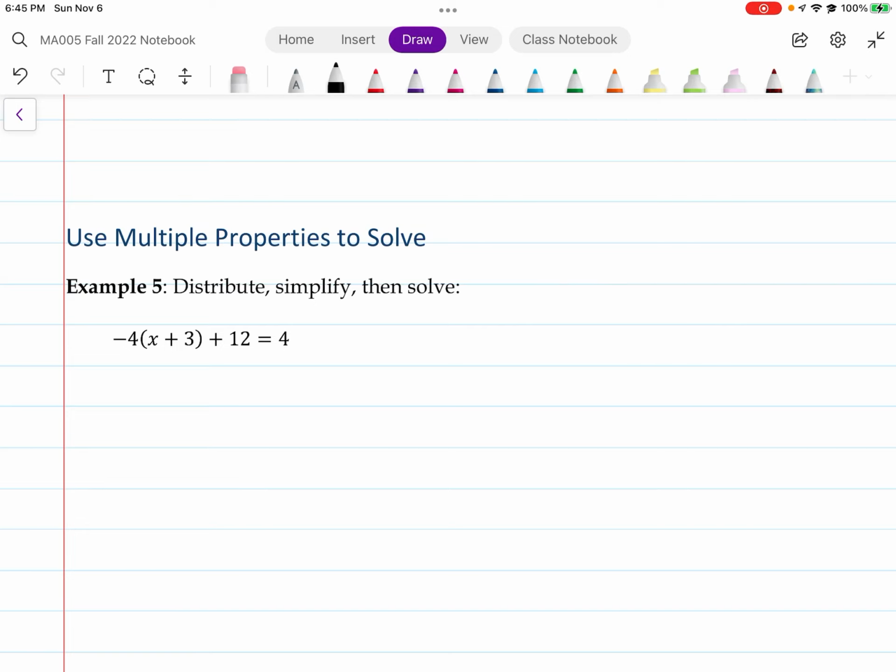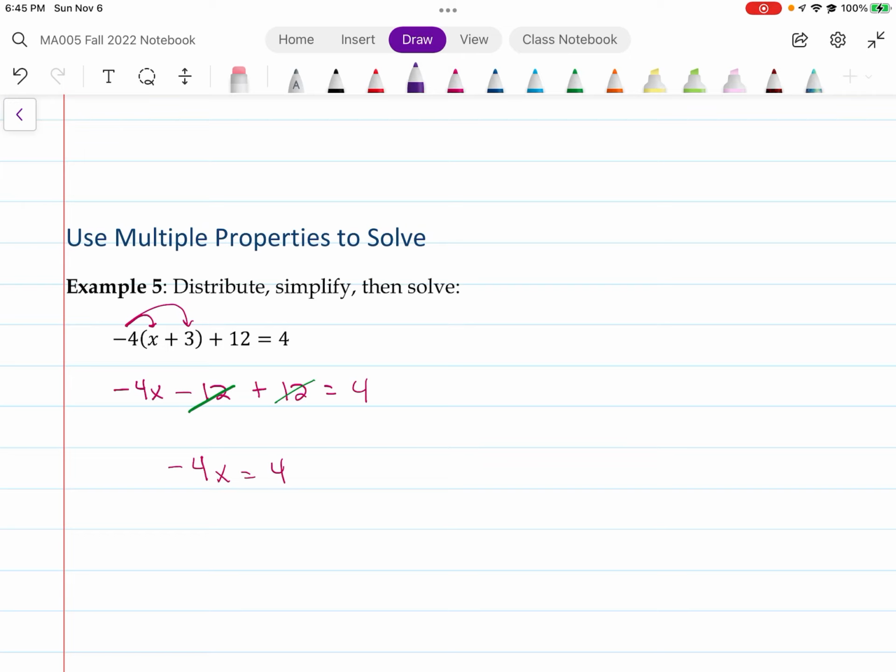So first we have to distribute. So we get negative 4 times x and negative 4 times 3, and that's going to give me negative 4x. Negative 4 times 3 is minus 12, and then I have plus 12 equals 4. Notice that my plus 12 minus 12 actually cancel out. That becomes 0. And I am left with negative 4x equals 4.